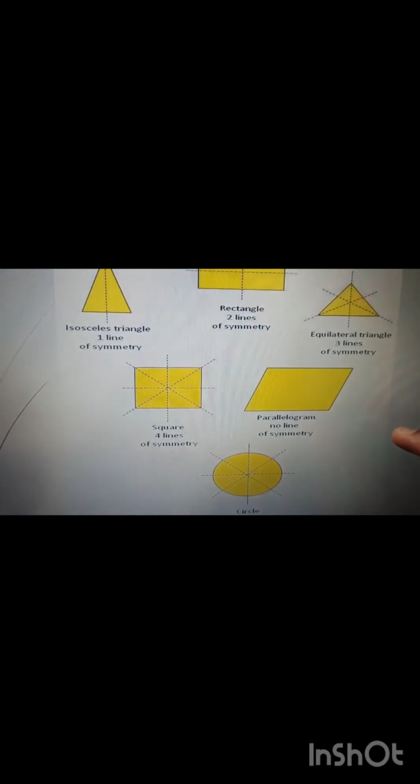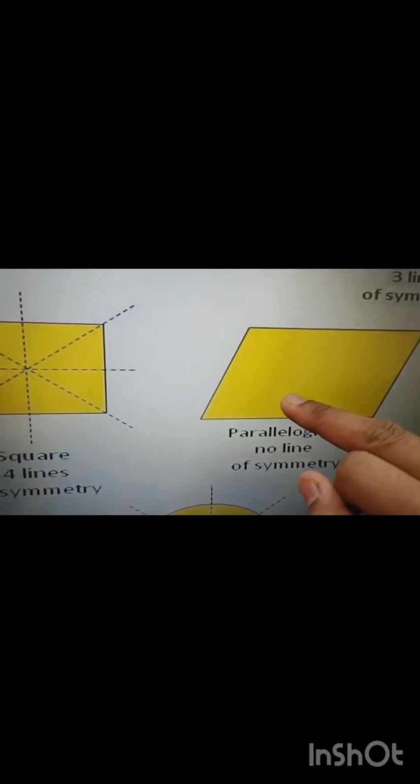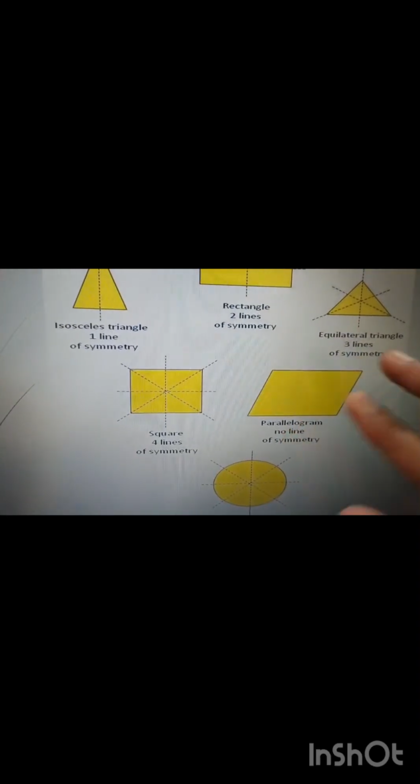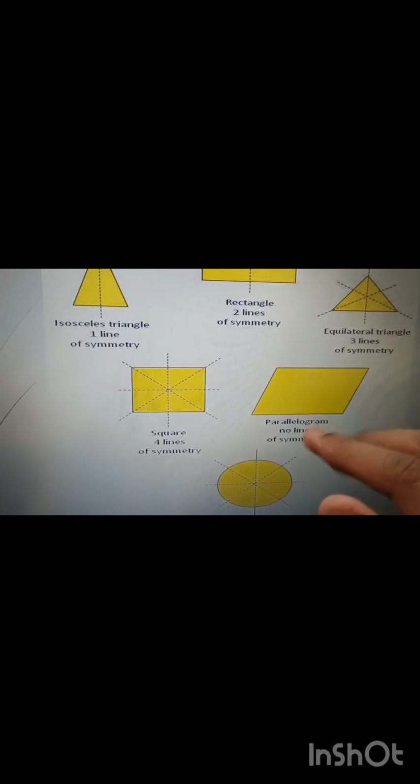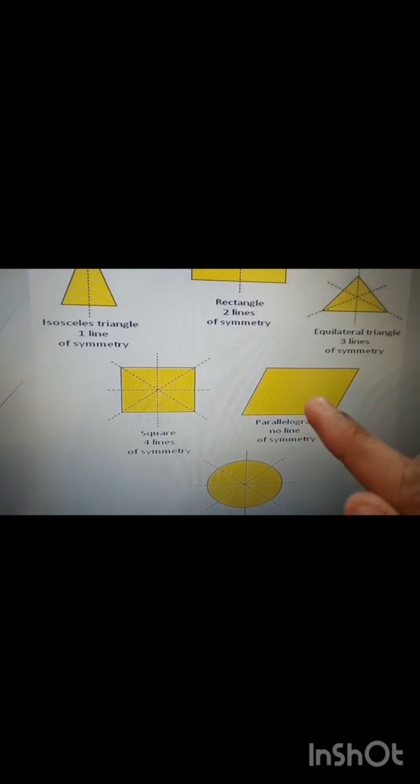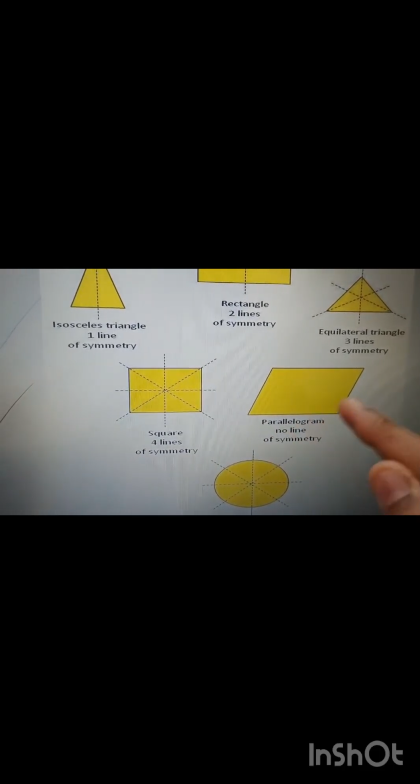Why can we not make any line on this parallelogram? Because this figure is asymmetrical. Asymmetrical means you cannot make an exact half of this figure. So this is called no line symmetry. We can't draw any proper horizontal or vertical line to fold this figure.